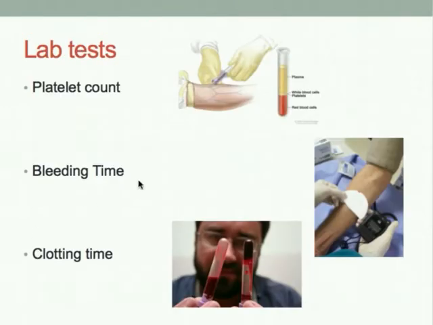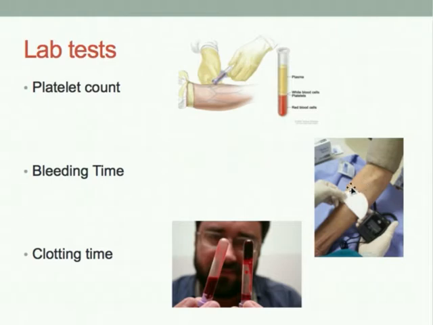Okay, finally, the lab tests for bleeding disorders. The first ones are simple. Platelet count is doing a blood draw, spinning down that blood, and then doing an assessment of how many platelets are there. So that will give you an idea of platelet count. There's bleeding time tests where a lance is used to make a small cut, and then there's a timer to see how long it takes for the bleeding to stop. And then this white piece of paper here is used to determine the spread of the bleeding.